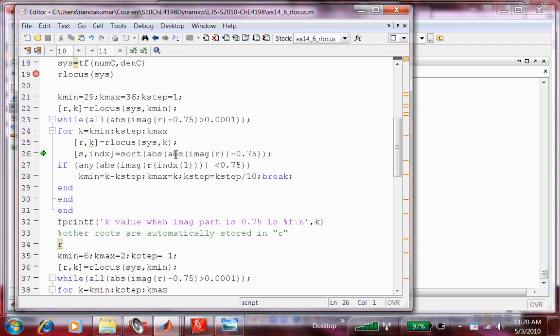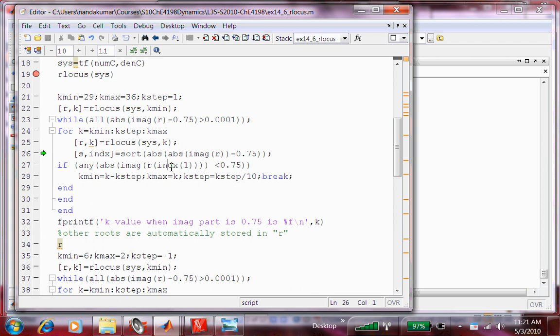So what am I doing with that understanding in line 26? I'm taking again the imaginary part, subtracting it from 0.75, taking the absolute value. I don't know why I have two absolute values here, probably one is redundant, and then sorting them. Why do they want to do that? Because the four roots could be in any order. The fourth root could be 0.75. So I need to pick which root is closest to 0.75 and see whether it has reached close enough to the tolerance that I want. These are the two things I need to do. The roots could be in any order, and I need to find out which root was closest to 0.75. And that's what I'm doing in line 27.